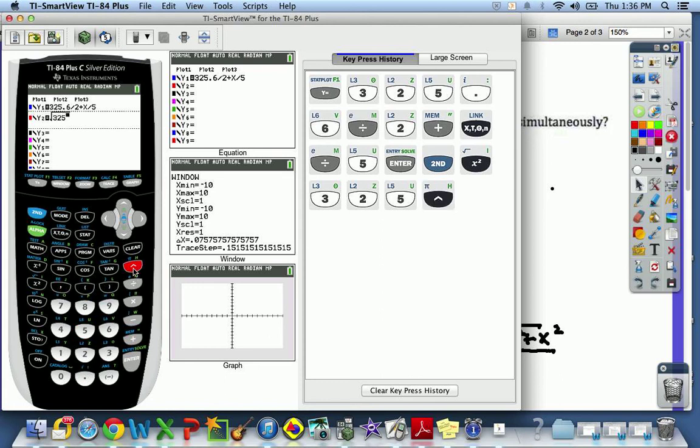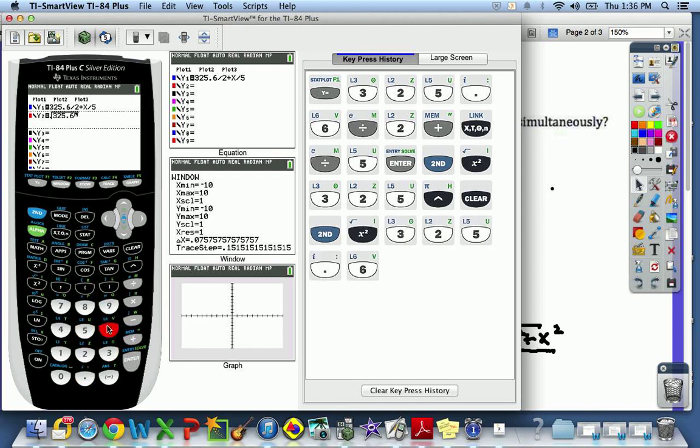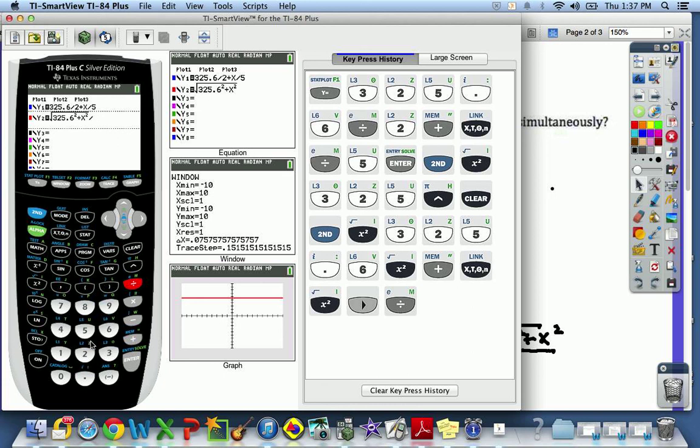All right, so 325, I need a 0.6 there. Let's try that again. The square root of 325.6 squared plus x squared. Now we'll close the parentheses around that, divided by 2, and that should be the right side of the equation.